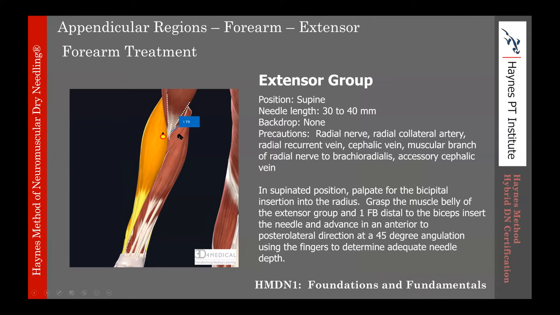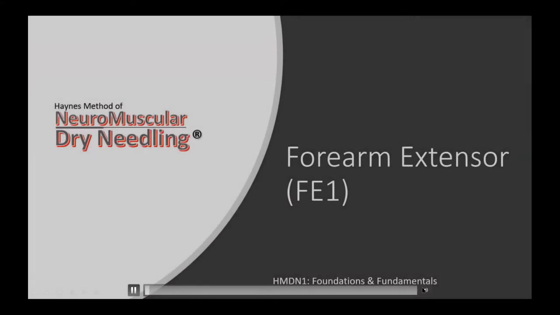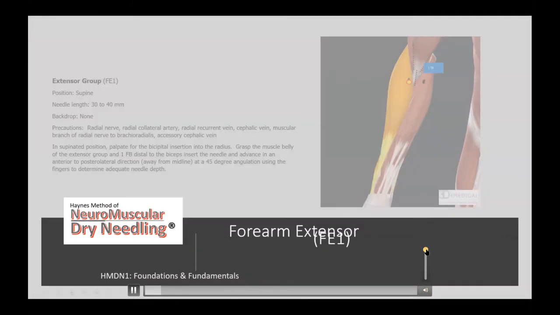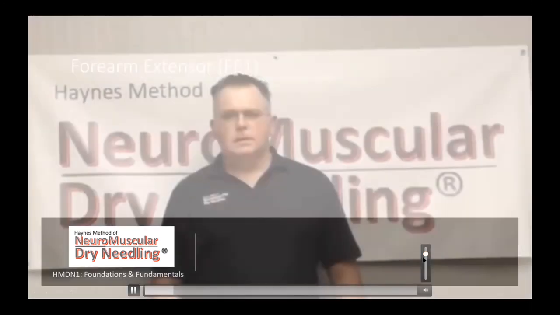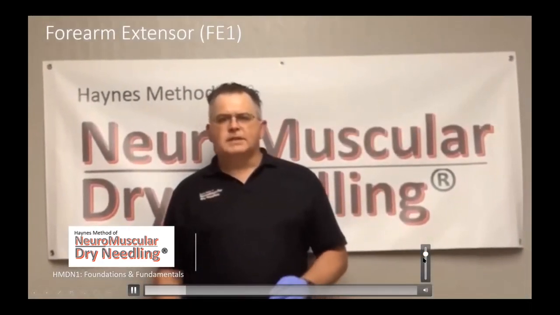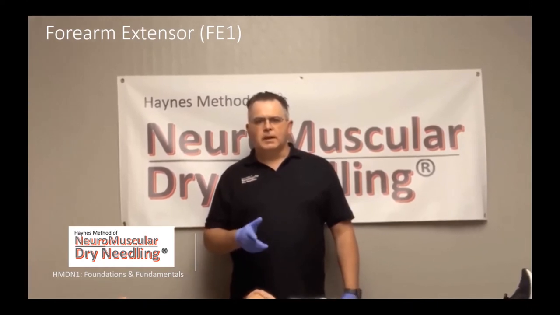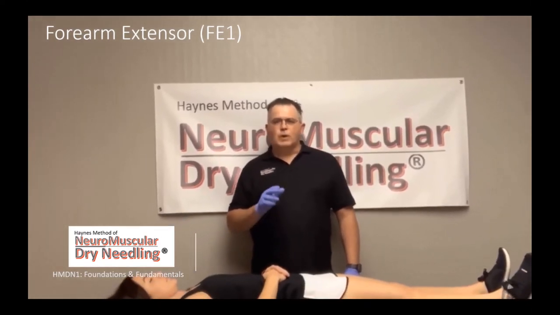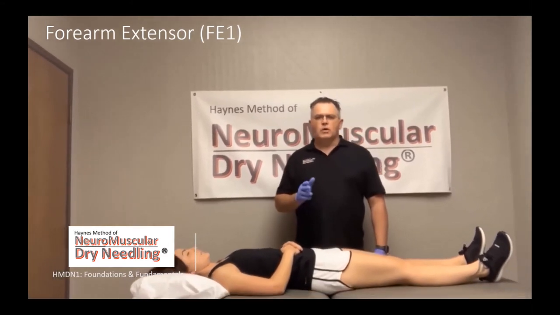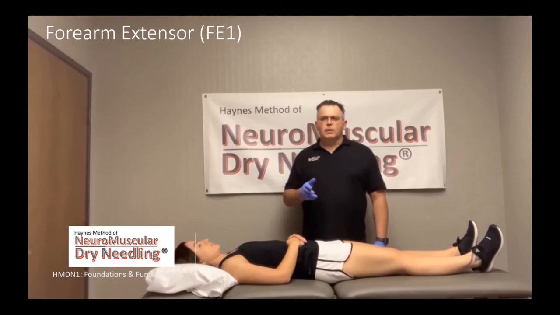And very similar to what we did on the medial group, here we are for the lateral, the extensor group. Same distance, same orientation, 45 degrees away from midline. Again, using the fingers to determine adequate needle depth. At the elbow for the common extensor group, we're going to needle all the muscles as one unit. Here, your needle length will be 30 to 40 millimeters. There's no backdrop. Precautions here also: radial nerve, the radial collateral artery, the radial recurrent vein, cephalic vein, the muscular branch of the radial nerve to the brachioradialis, and the accessory cephalic vein.